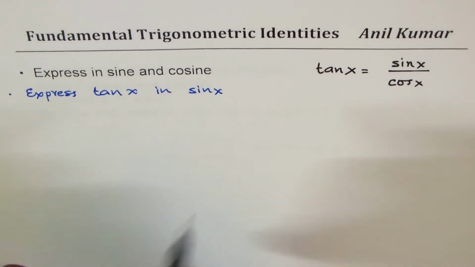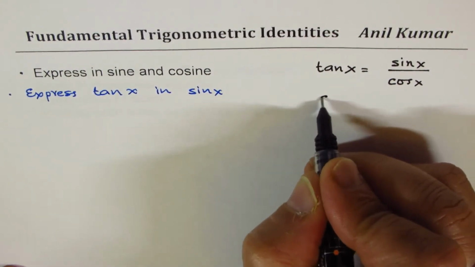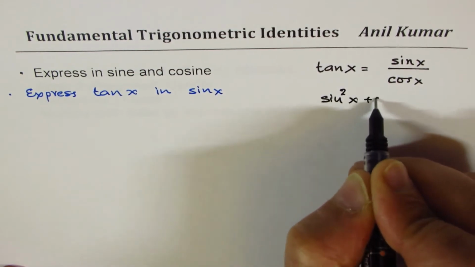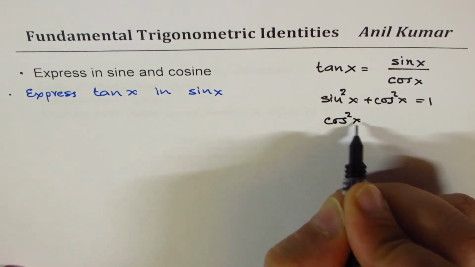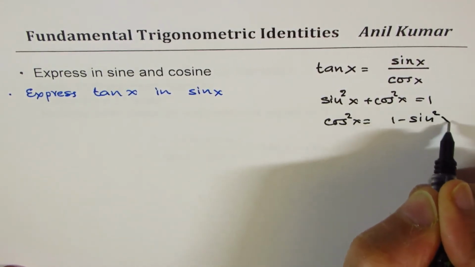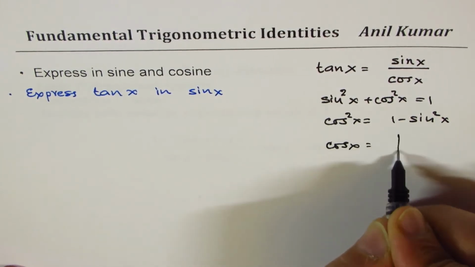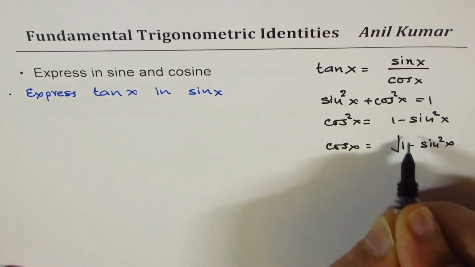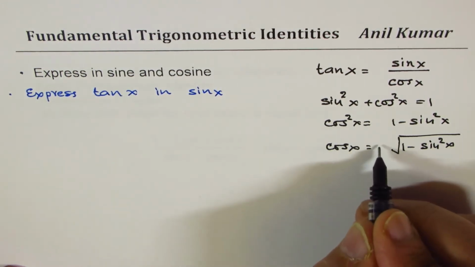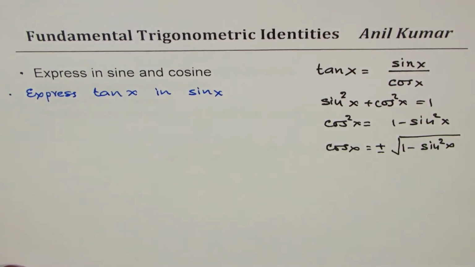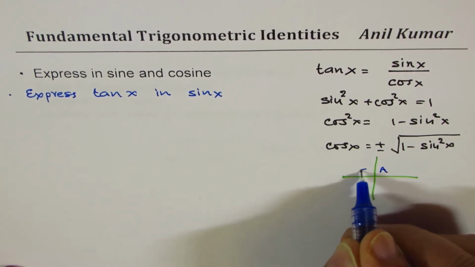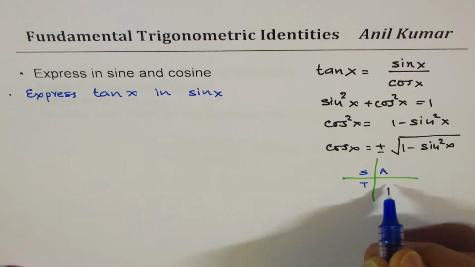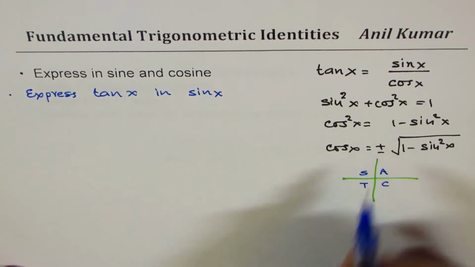If that is the case, what can you do? Well, we know that sine square x plus cos square x equals 1. So that means we could write cos square x as 1 minus sine square x, or cos x as square root of 1 minus sine square x, correct? So whenever you do square root, you have to write plus or minus. Now depending on in which quadrant x is, we can actually figure out which sign to take, right? So we know all are positive here. Sine is positive in quadrant 2, tan in 3, and cosine in 4. So depending on that, we can select the sign.